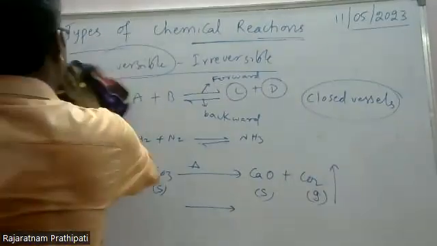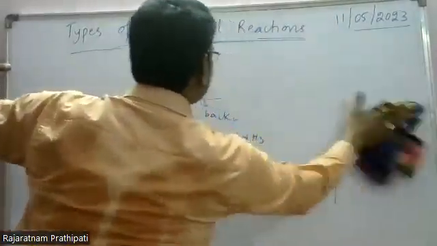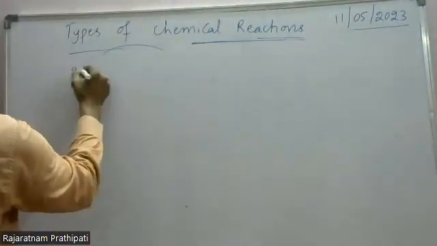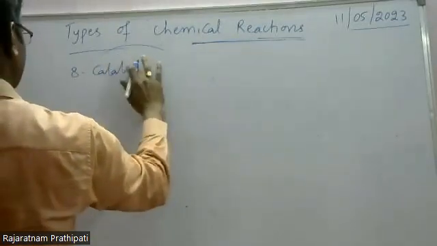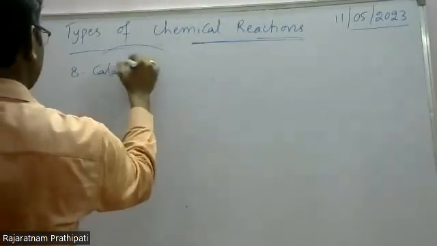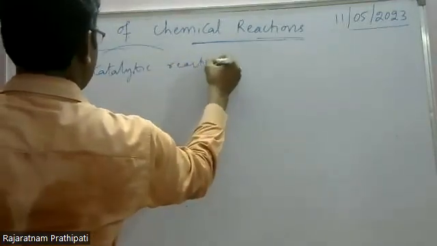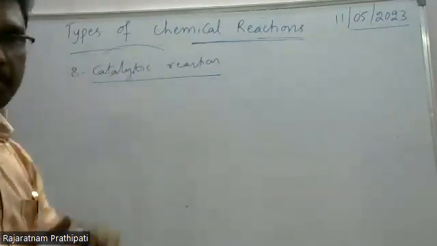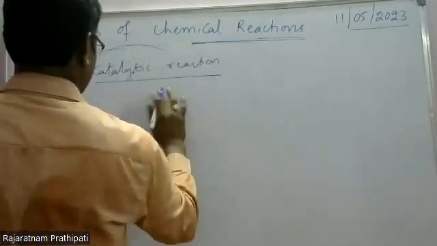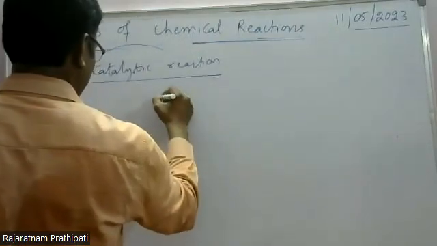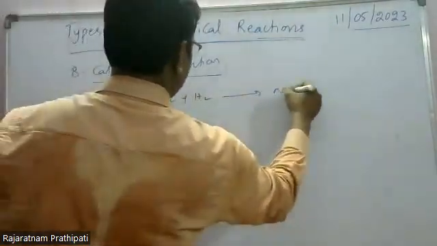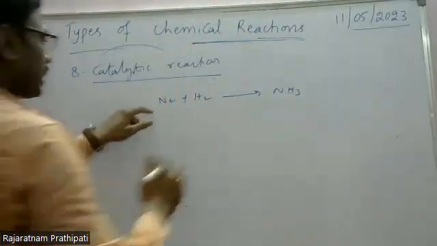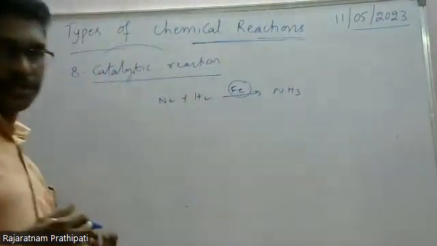Okay, next, another type of reaction: catalytic reactions. Catalytic reaction means catalysts are used. In the language of chemistry, we will discuss it now. In the Haber process, the ammonia preparation reaction, N2 plus H2 gives NH3. In this reaction, iron acts as a catalyst.